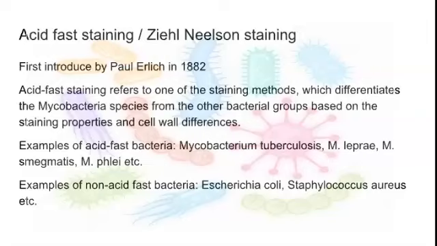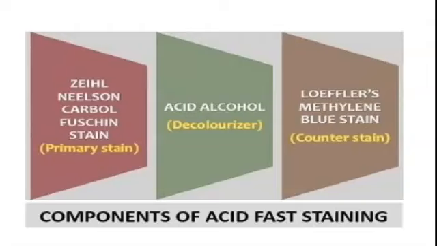Okay. So it was introduced by Paul Ehrlich. The name Ziehl-Neelsen staining was given in 1888. As we said, it's a differential staining, so we use two colors or two stains. The first one is carbol fuchsin stain, that is Ziehl-Neelsen carbol fuchsin stain, which is a primary stain, and the acid alcohol to decolorize or wash the dye, and Loeffler's methylene blue stain, which is a counterstain you give after the first wash. So these are the three components we use in the Ziehl-Neelsen method.